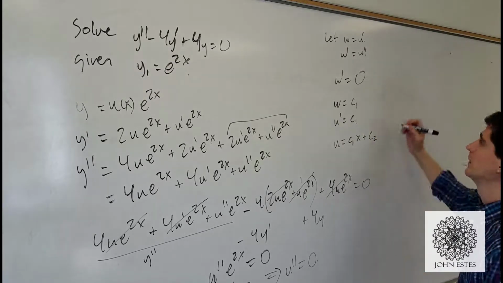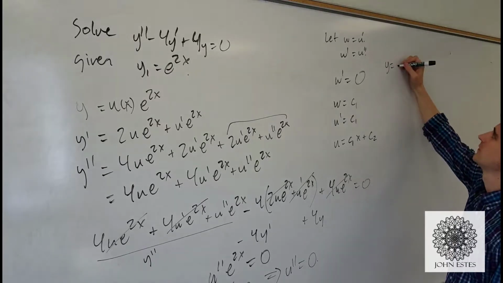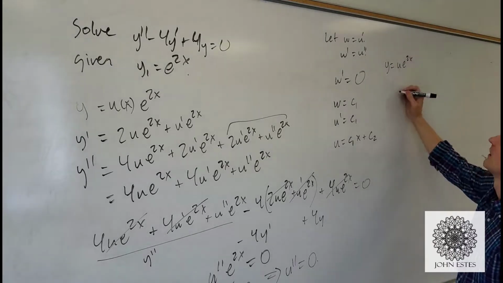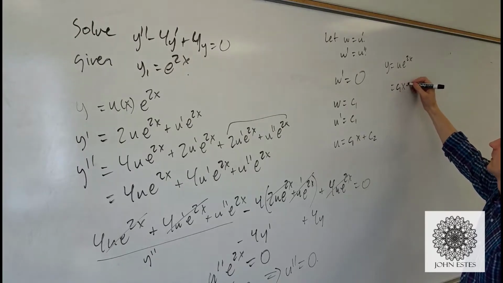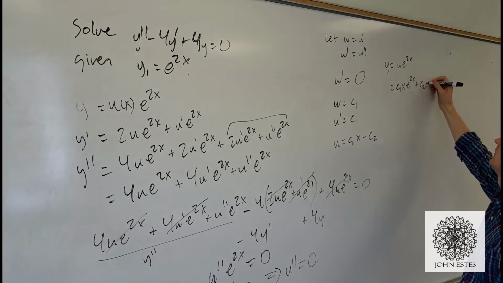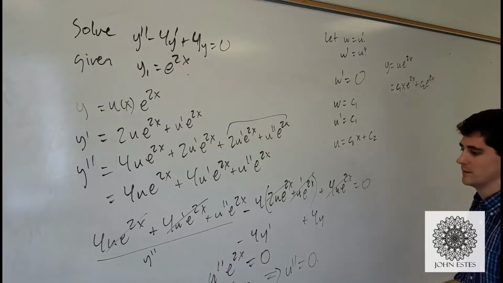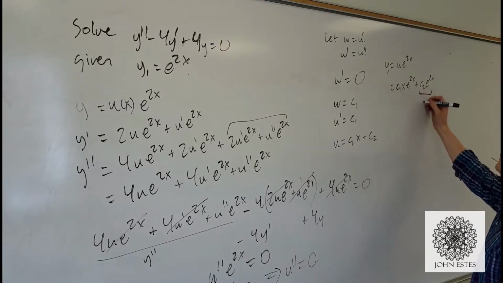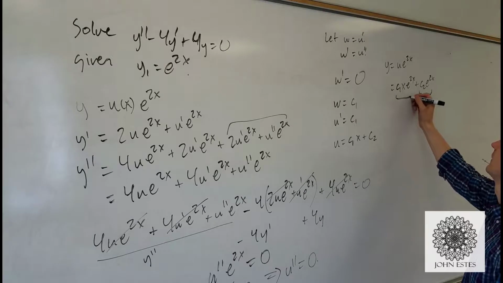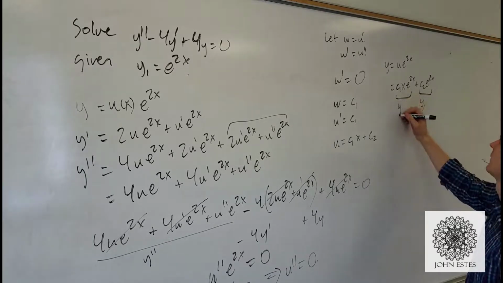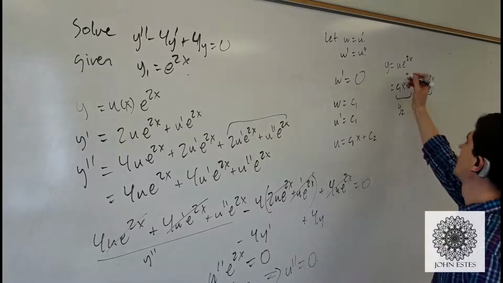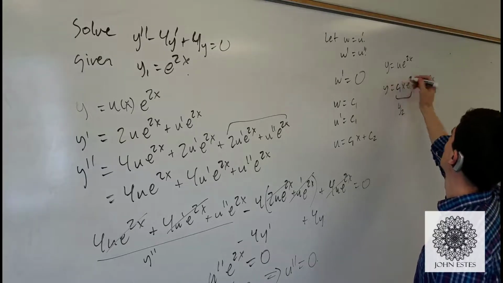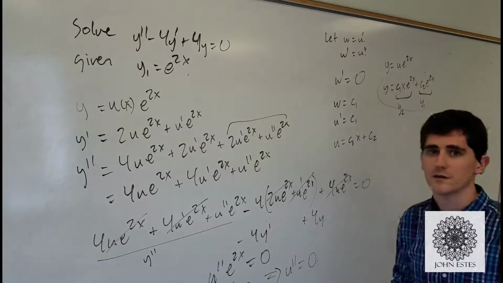So then I have it. My general solution, which is u e to the 2x, now is c1x e to the 2x plus c2 e to the 2x. And if you notice, this is what I started with, that's my y1, and this is what I just found, that's my y2. So there we have it. We solved our equation using reduction of order.